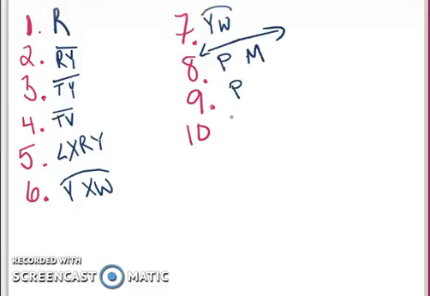And then number 10, name a secant. A secant is like a chord, but just continues on forever. So we could do NU would be a secant. Notice I have lines that continue on for those.